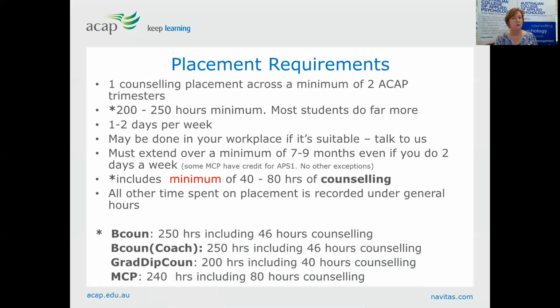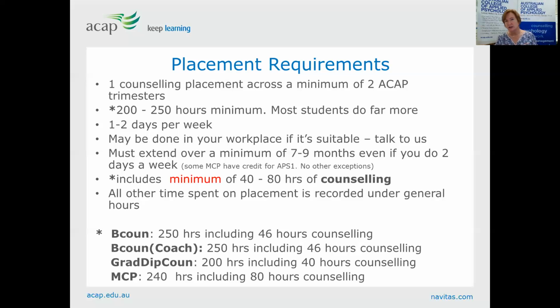Now, your course is also accredited by PACFA, the Psychotherapy and Counselling Federation of Australia. PACFA do require that you do a student placement. So your student placement here at ACAP is a counselling student placement. It's exactly the same as the Bachelor of Counselling students will be doing. So everything that I say about Bachelor of Counselling or that you read applies to you.